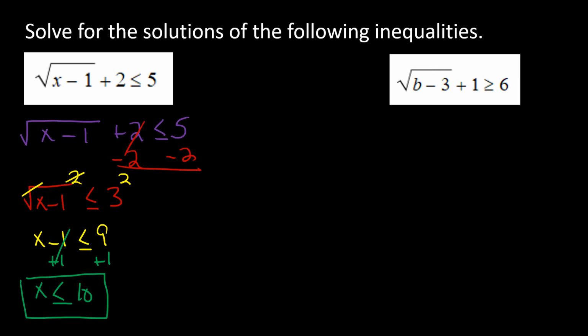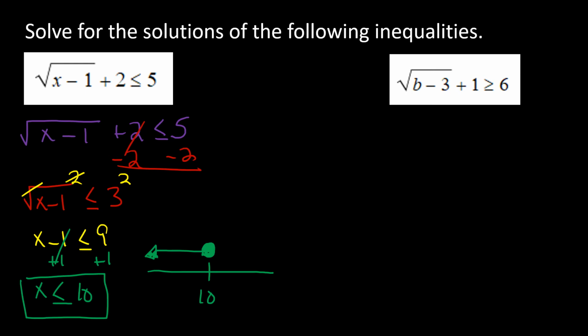Now what it's not asking us to do is graph it, but I'm going to go ahead and do that anyway. I think that's good practice. We can put our point here at 10. It's less than or equal to, so we're going to use a closed dot. We're talking about all the numbers that are less than, so let's go to the left. Okay.